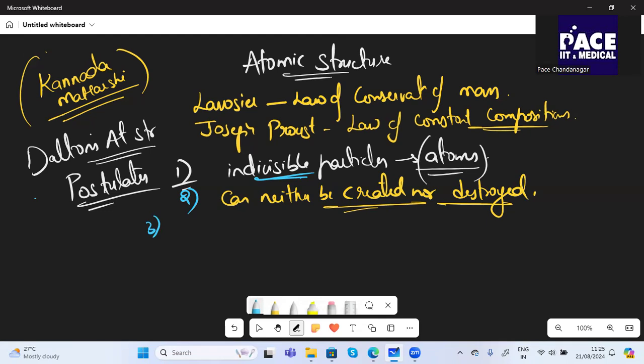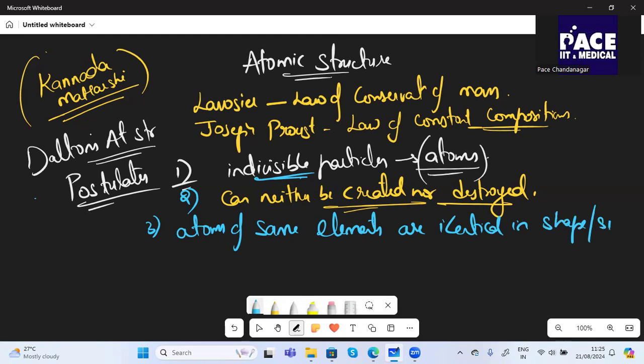Then, an atom is the smallest particle of an element which takes part in the chemical reaction. Yes. Then, atoms of the same elements are identical. He has given that atoms of the same elements are identical in shape, size, and mass, which this point also is wrong. Why? Because there are some things called isotopes.